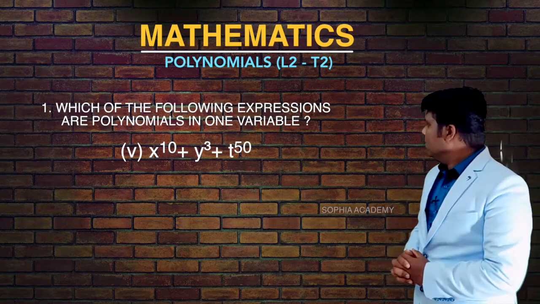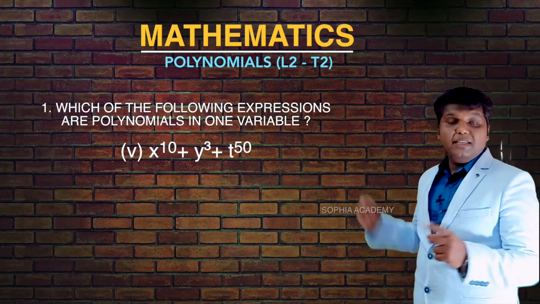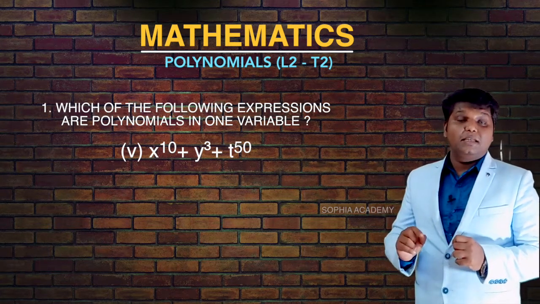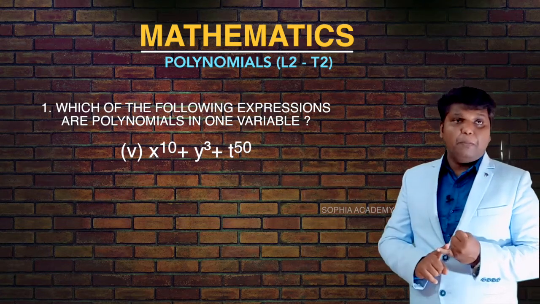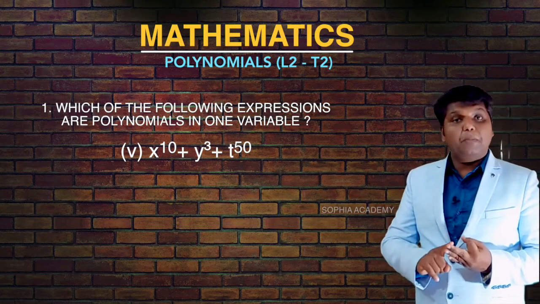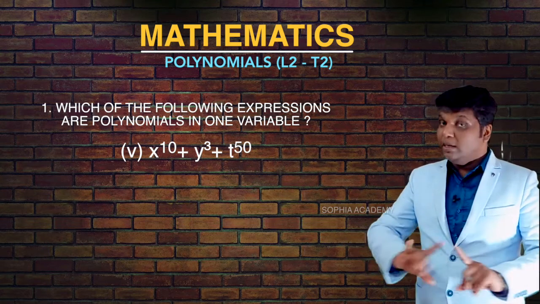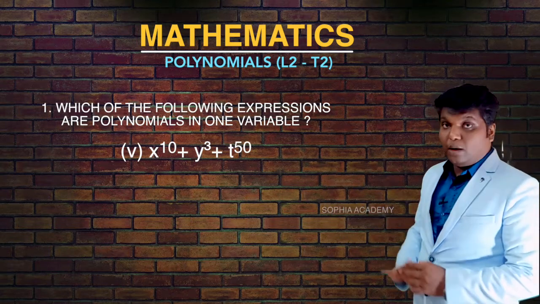Yes, it is, because how to check a polynomial? Right now we discussed it. Check the power of each term; the power of each term should be a whole number. Here in the first term the power is 10, in the second term the power is 3, and in the third term the power is 50. All are whole numbers, so it's okay. It's a polynomial.